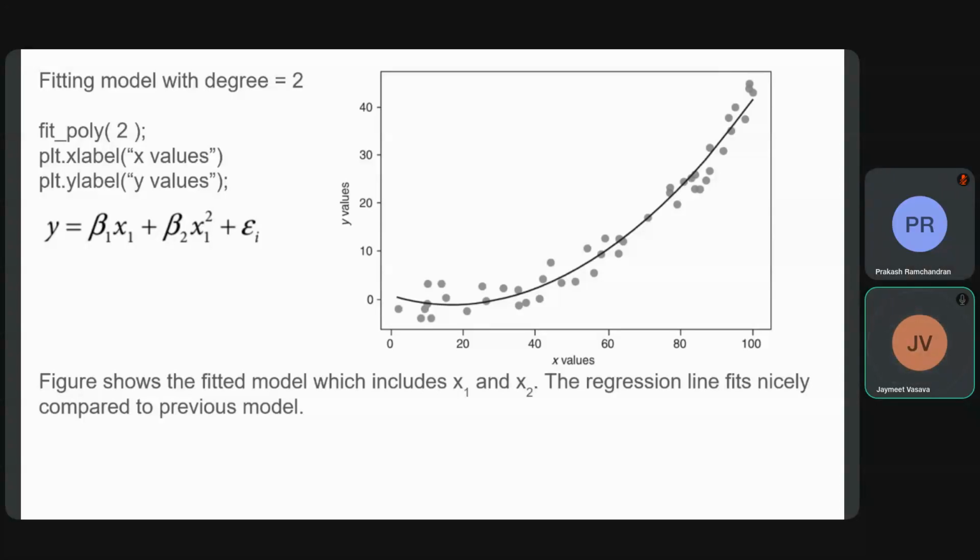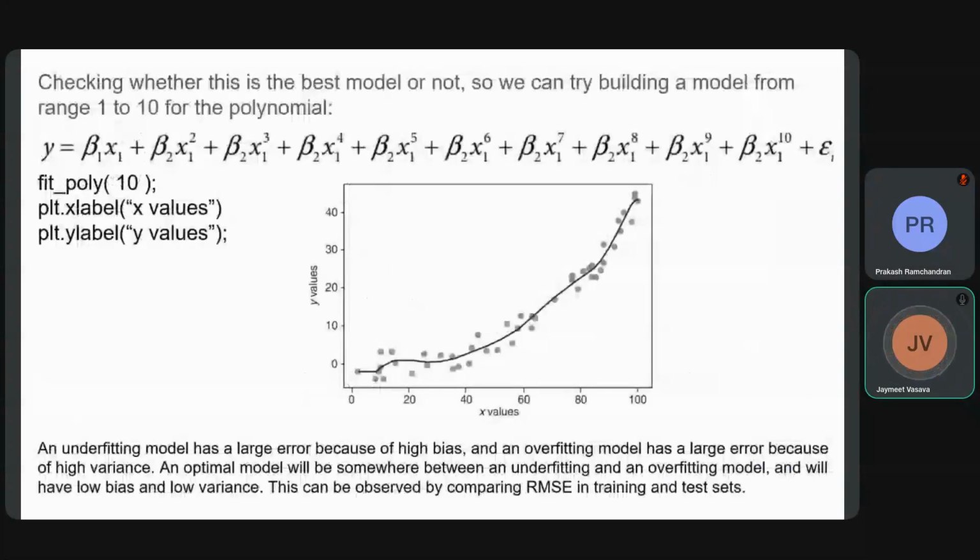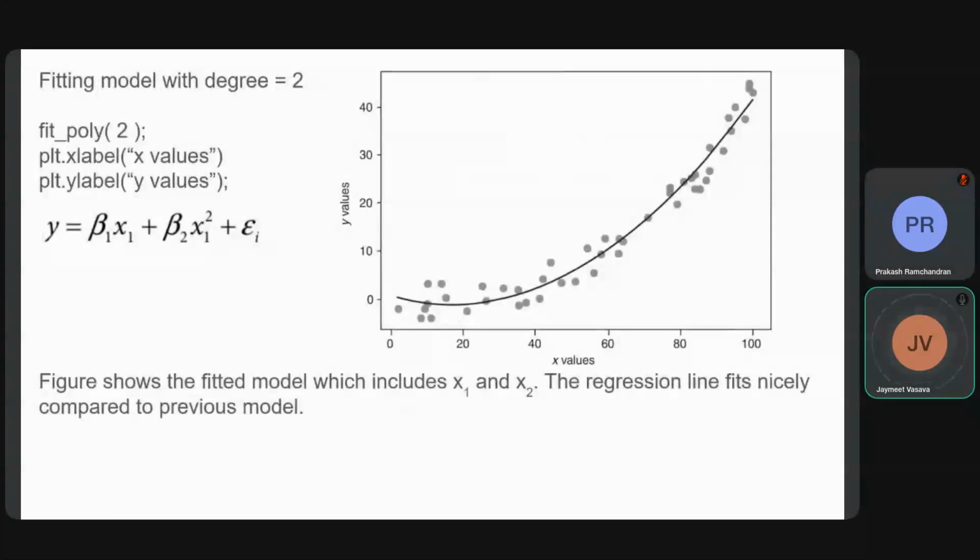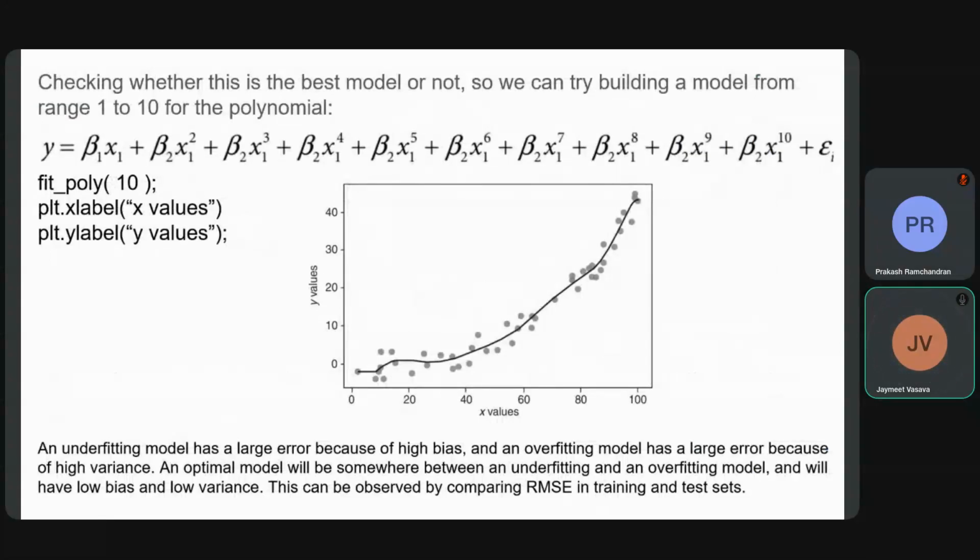So we'll be trying to increase the value of degrees from 2 to 10. But this has the problem of our model overfitting. An underfitting model has a large error because of high bias, and an overfitting model has a large error because of high variance. So an optimal model will be somewhere between an underfitting and an overfitting model, and will have low bias and low variance.